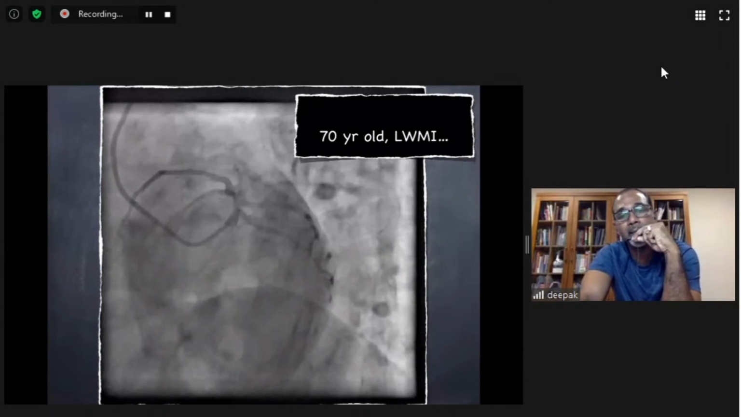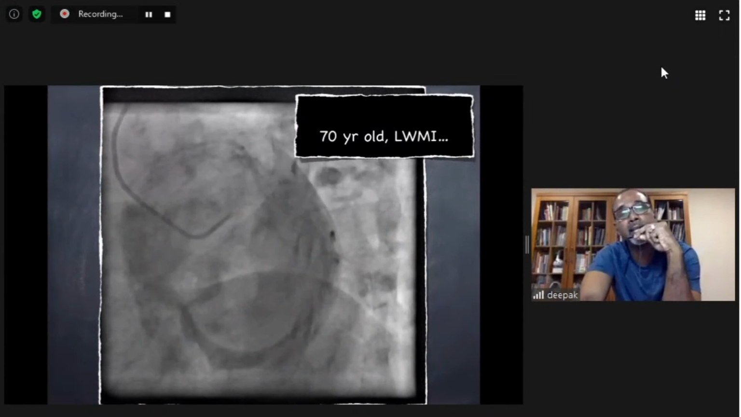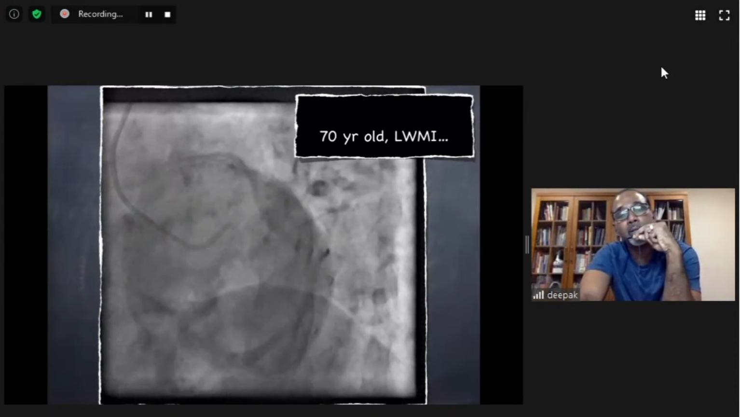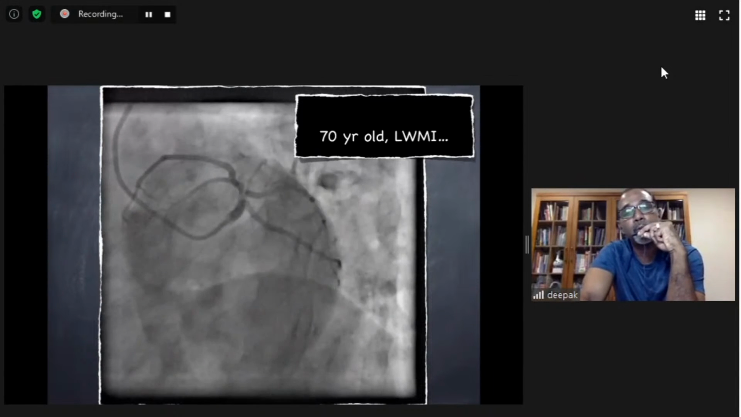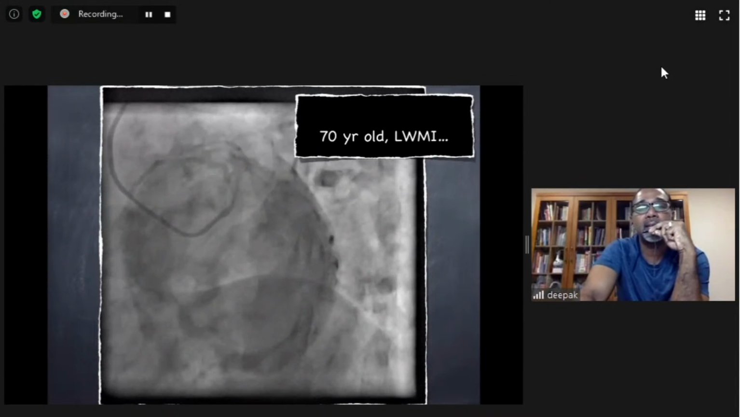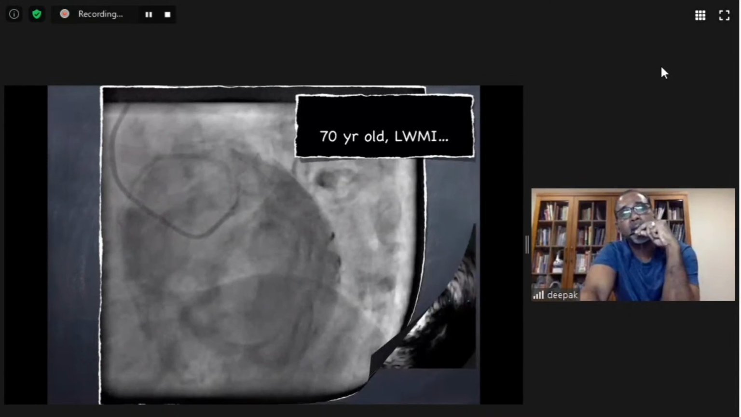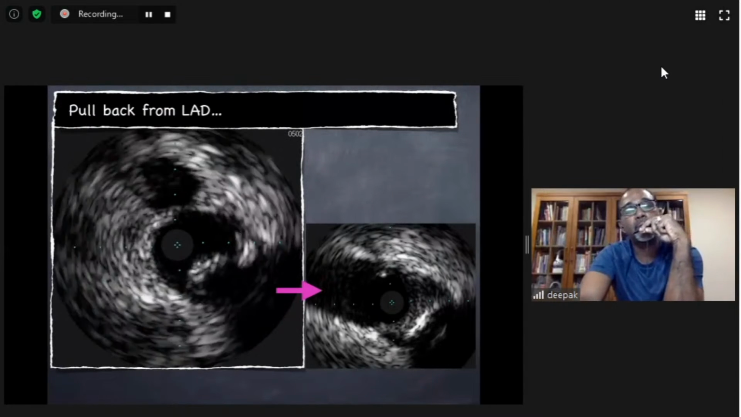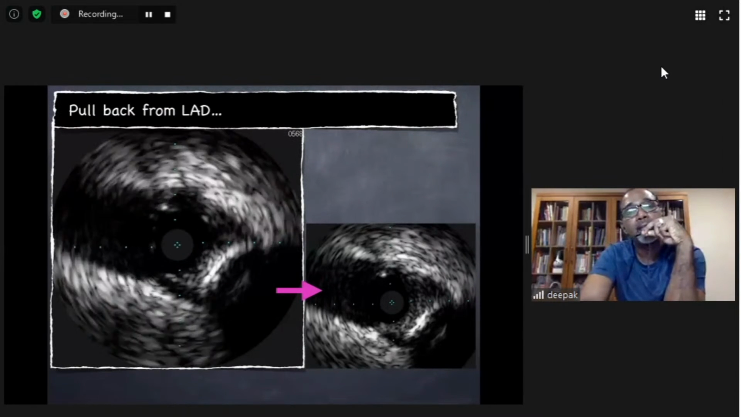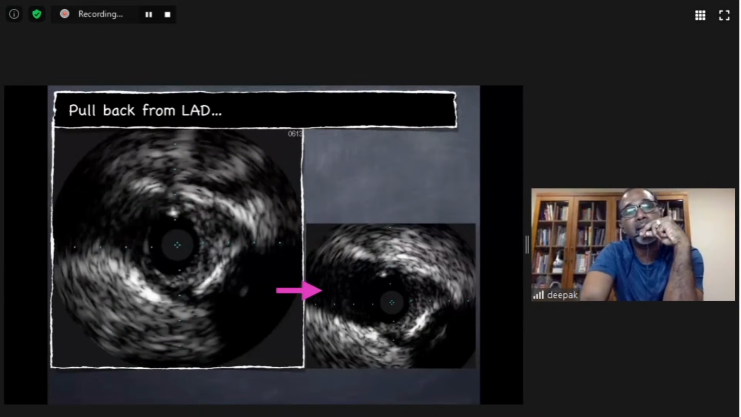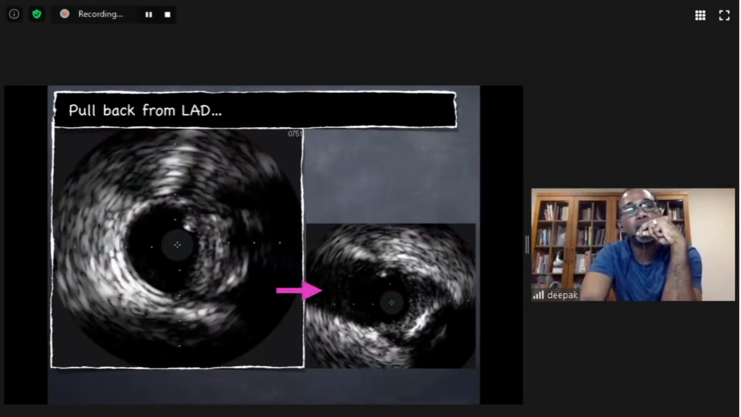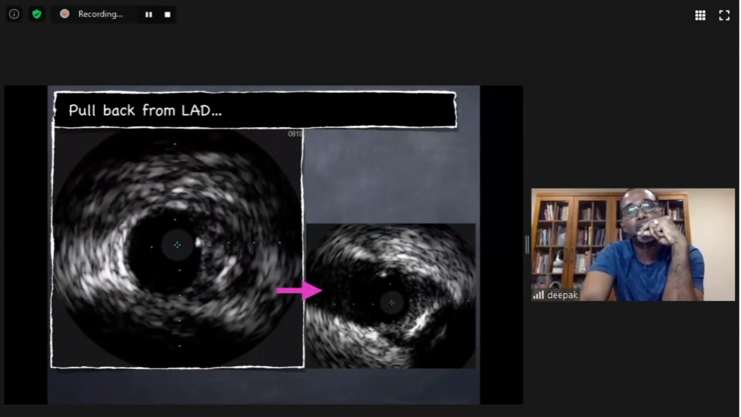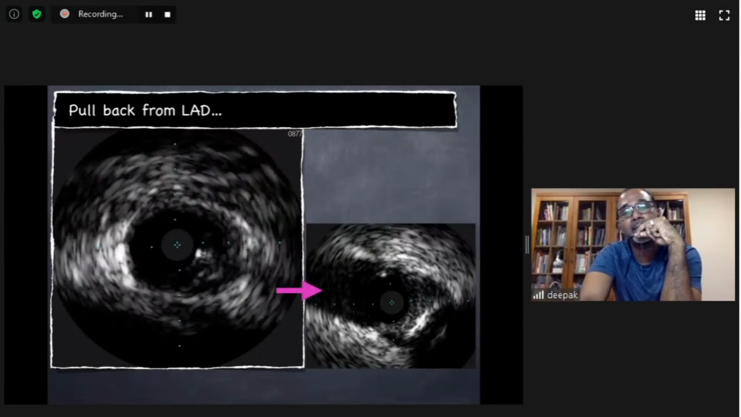We did multiple imaging. We were not able to clearly identify the ramus ostium as well as the circumflex ostium in any of the images. So we were not sure whether there was significant disease of the ramus as well as the circumflex ostium. Because it was an acute MI, we preferred using HyBIZ evaluation. We did a HyBIZ run pullback from the LAD back into the left main. We found out that the ramus ostium was free of disease, which can be seen here.